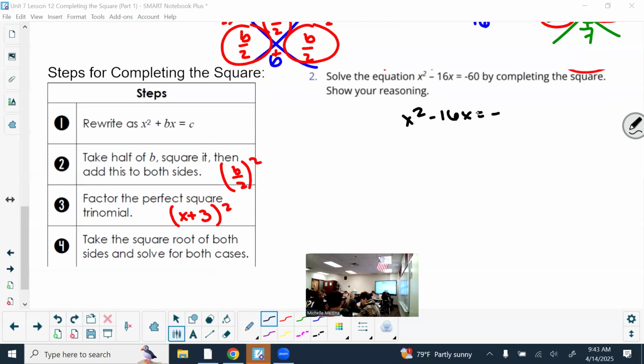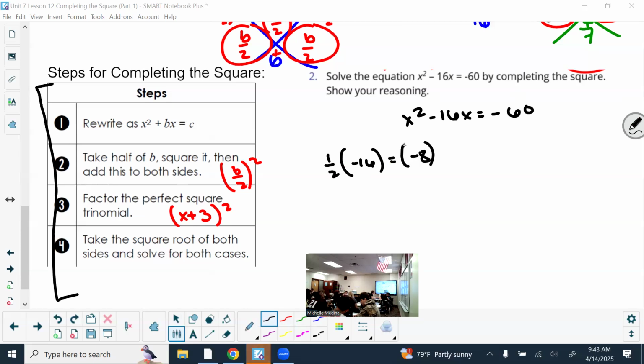So for now, just make sure you have these steps written word for word. Because it's Monday, we don't have as much time today. But this is already rewritten with the C term alone on one side. You take half of B, so what's half of negative 16? Then you square it, what's negative 8 squared? 64. 64 is what you would add to both sides to complete the square.